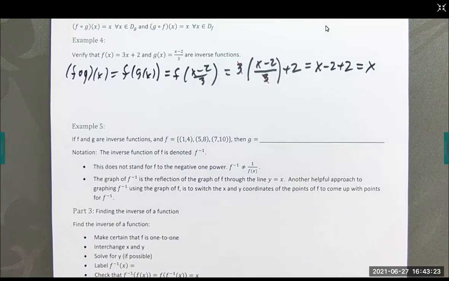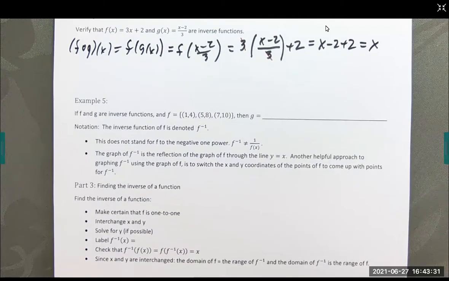So that's how you verify that. You can composite, and you could do it the other way. I could do g composite f, and they would cancel out as well. I'm not going to bother with that, although you're welcome to do so.